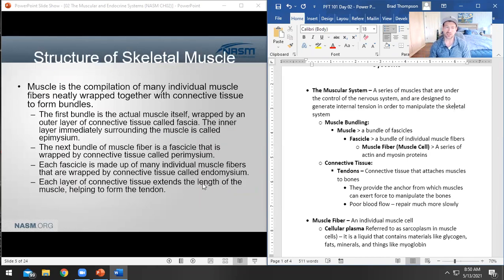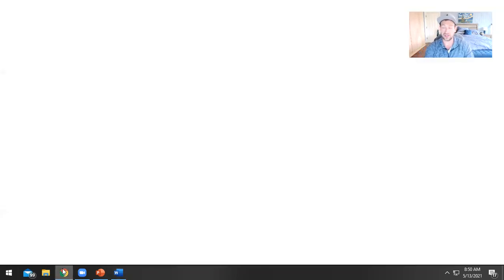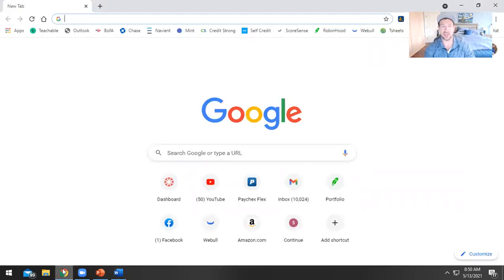So when we look at a muscle overall, we have to look at all of the different little layers of it, because we want to understand that your muscles really are like a series of bundles all together.